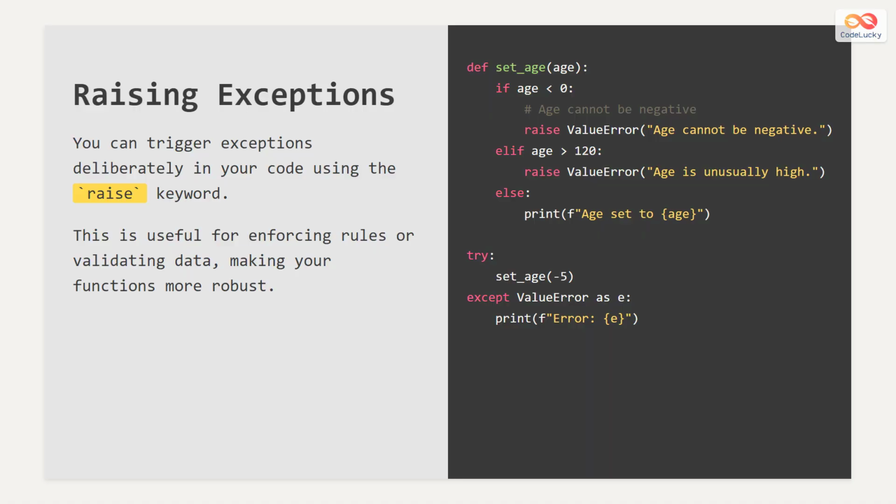Did you know you can also create your own exceptions? By using the raise keyword, you can trigger an exception intentionally. This is incredibly useful for enforcing specific rules in your code. For example, in a function that sets a person's age, you can raise a ValueError if the input is a negative number, ensuring data integrity.